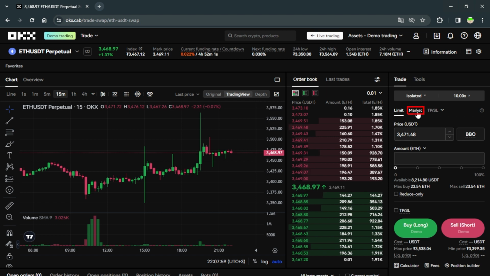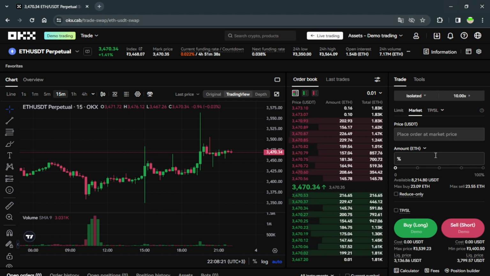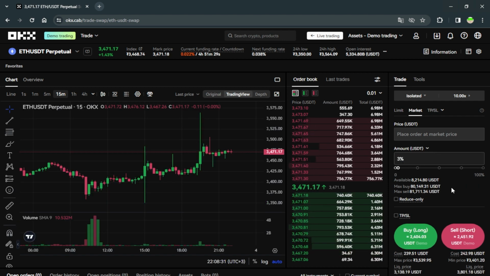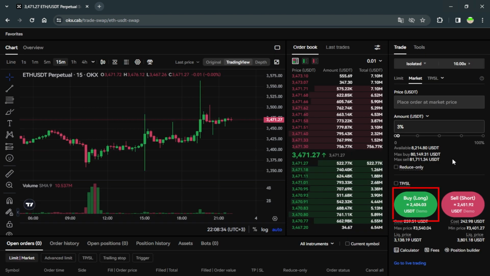Here there is also a limit opening of the transaction and the opening of a market transaction. We advise you to open a market transaction. Choose the amount of funds that we want to participate in the transaction. Let's immediately choose $1 and bet, let's say 3% of our balance. Now we can open a deal either long or short. If we open a long deal, respectively, we say that the price will go higher. If short, then lower.